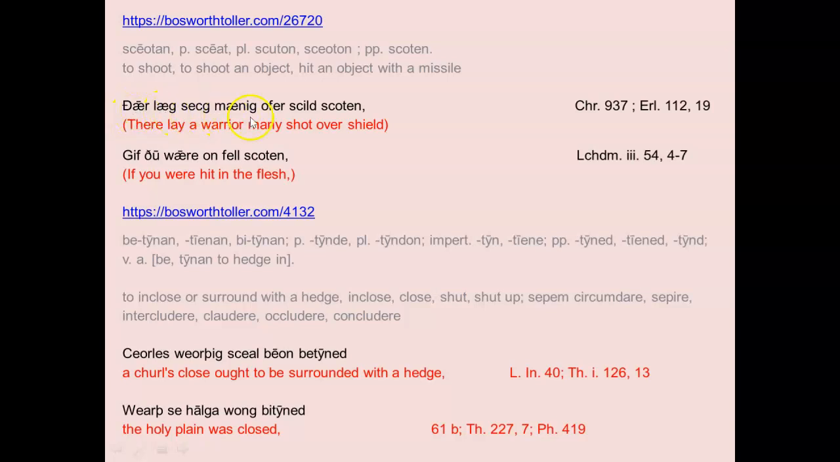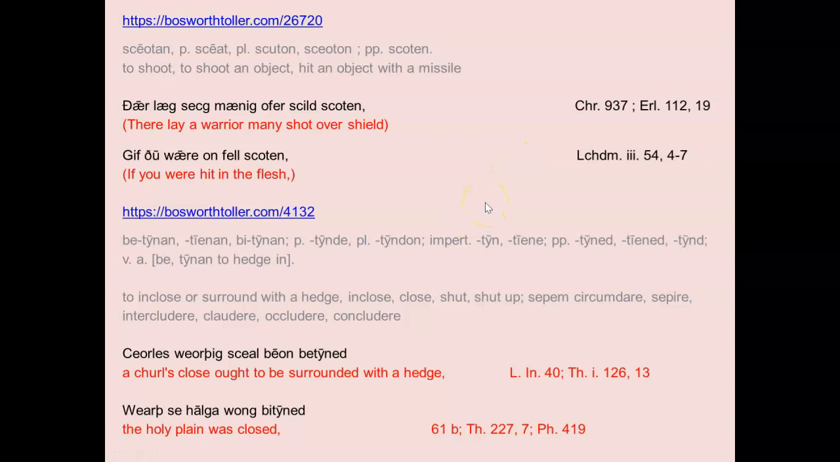Thar lay said money over a shield shotten. Okay, so sheatan, to shoot an object, to hit an object with a missile. The past participle form is shotten. Okay, so now this example only gets included because it has both the past participle form, but it's also got to have an example, at least one example of its use from that era. So here we go. There lay a warrior, many shot over shield. Yifthul warra on fell shotten, if you were hit in the flesh. Okay, I had to translate these ones.